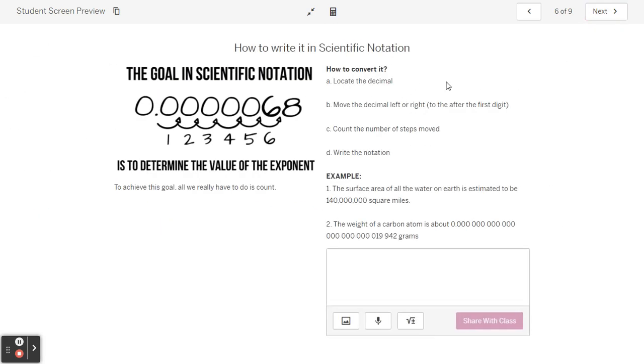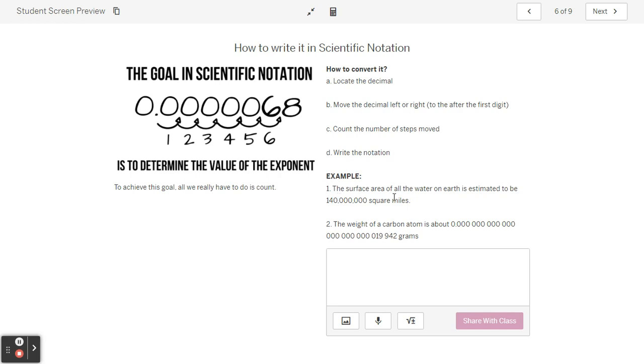Now, how do we write scientific notation? The goal for us is to determine the value of the exponent. But to achieve this goal, all we really have to do is count. So we're going to locate the decimal, and then we have to move the decimal left or right. The decimal needs to end up after the first digit. Then we're going to count the number of steps we moved, and we're going to rewrite the notation.